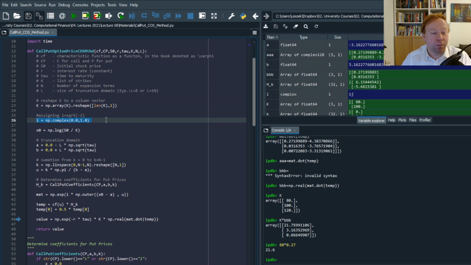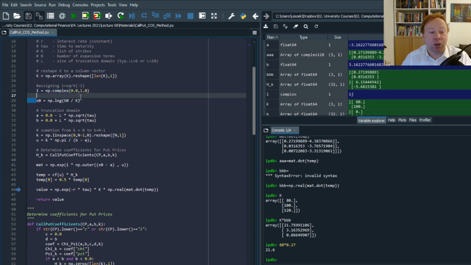We define a complex number. We have this initial S0. Remember the transformation we used to derive those integrals for the COS method for pricing, which is the logarithm of S0 divided by strike. We have coefficients A and B, which are the integral limits, so this is the range used for integration.